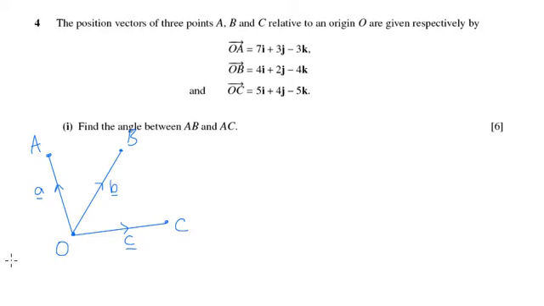And they want us to find the angle between AB and AC. So they want us to find this angle in here, which I'll call theta. So in order to find that angle in there, we need to know these 2 vectors here. So that's vector A to B and vector A to C.